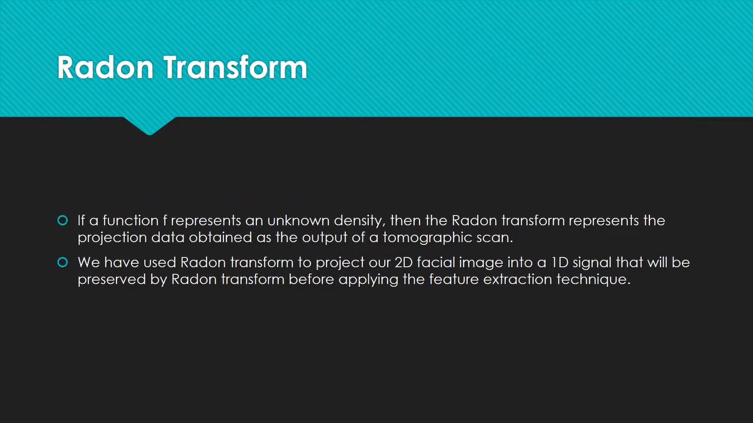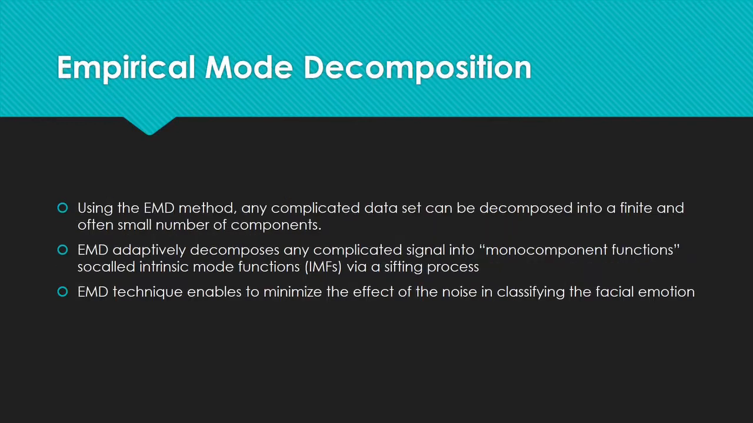Coming to radon transform. Basically, a radon transform converts a particular 2D signal into a 1D signal with various frequency levels, maintaining the frequency while reducing the noise. If a function f represents an unknown density, then the radon transform represents the projection of that data obtained as the output of a tomographic scan. We have used radon transform to project a 2D facial image into a 1D signal that will be preserved by the radon transform before applying the feature extraction technique.